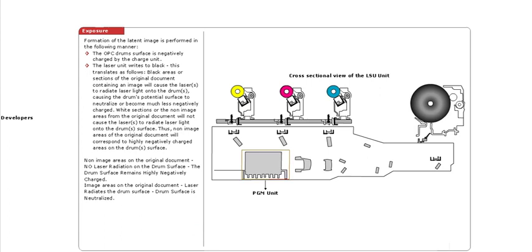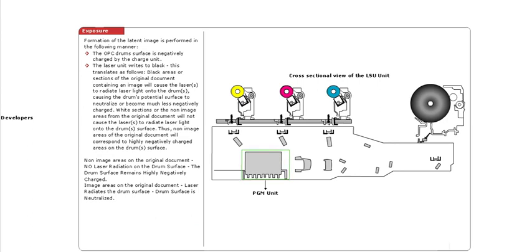This translates as follows. Black areas or sections of the original document containing an image will cause the lasers to radiate laser light onto the drums, causing the drum's surface potential to neutralize or become much less negatively charged. White sections or the non-image areas from the original document will not cause the lasers to radiate laser light onto the drum's surface. Thus, non-image areas of the original document will correspond to highly negatively charged areas on the drum's surface. Non-image areas on the original document: no laser radiation on the drum surface. The drum surface remains highly negatively charged.